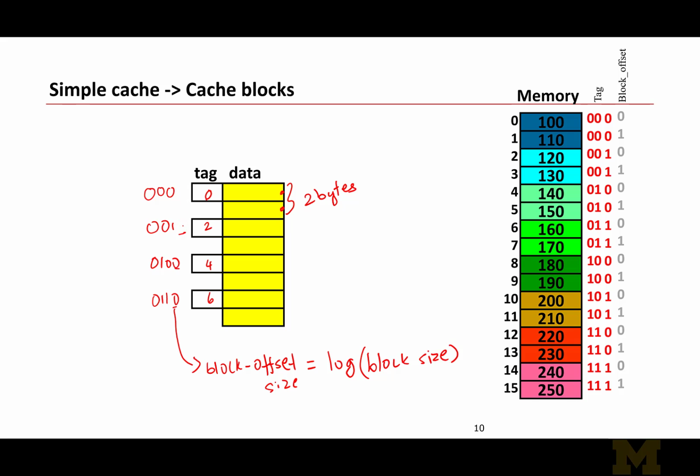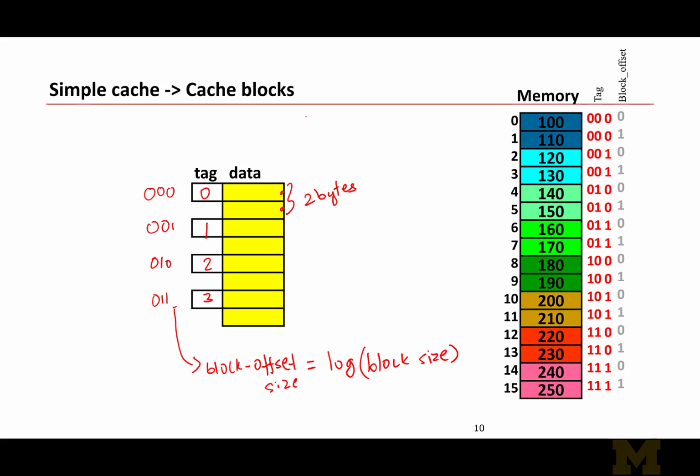So I don't have to store my block offset as part of my tag. I just need to store the tag, right? That is enough to identify whether I have that address or not. So instead of these tags, I would be storing 0, 1, 2, and 3. They're not the actual addresses, they are just the tag part of an address.